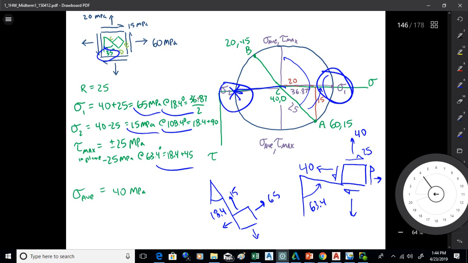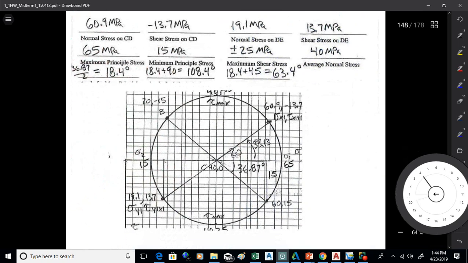The maximum shear is at the top and the bottom, plus or minus 25. The average normal stress is the x value in the middle. Okay? So 65, 15, plus or minus 25, and 40.